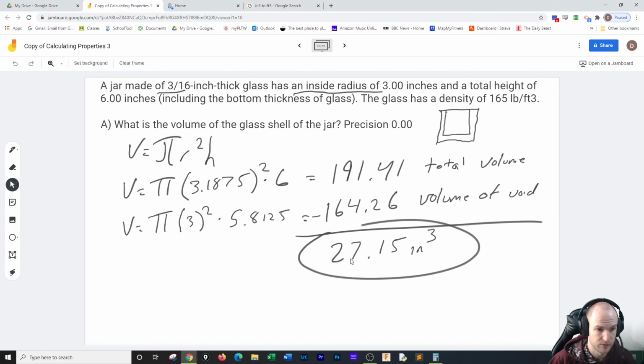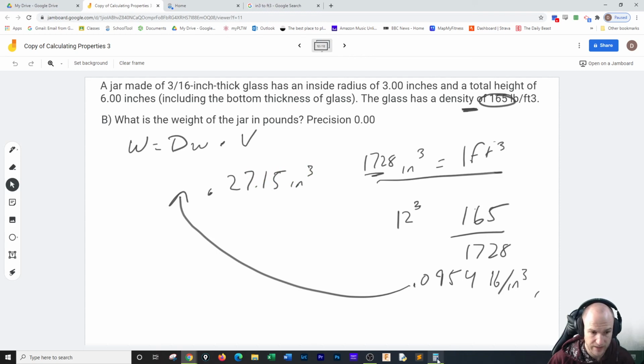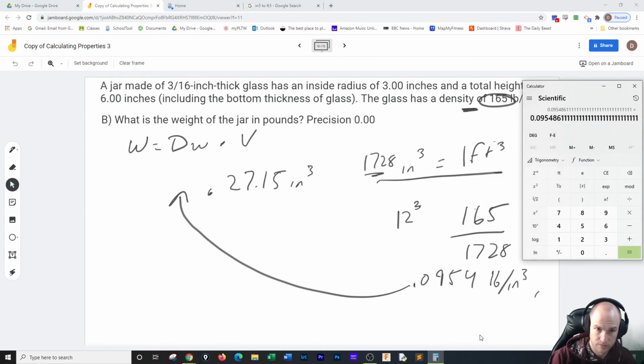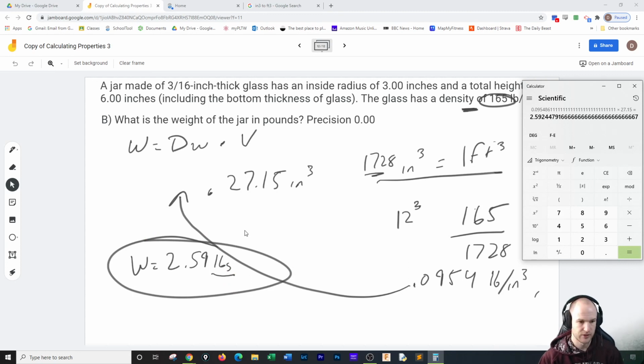That can now be dropped right in here and multiplied by the volume of 27.15 inches cubed. So let's multiply that. Multiply 27.15, hit enter, and we get a weight of 2.59 pounds. So that is your answer there, and I hope that was helpful. Good luck, and let me know if you have questions.